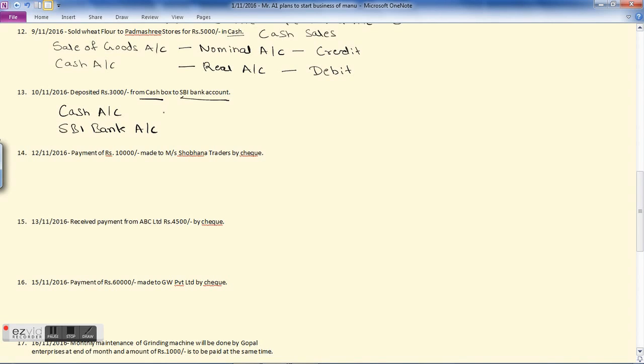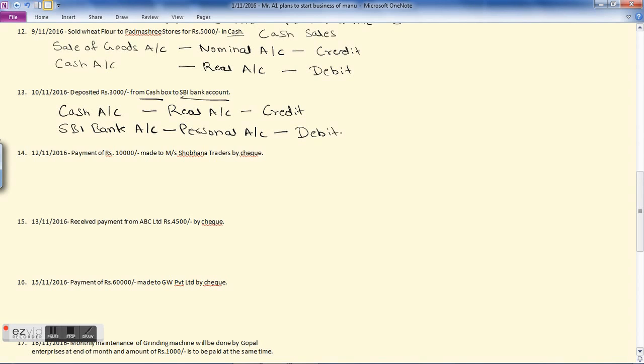Now cash account is what? It's a real account, it's an asset, right? So what is the rule? Debit what comes in, credit what goes out. Here the cash is going out. You are depositing the cash into the bank, so you'll credit the cash account. SBI account, it's a personal account. What is the rule? Debit the receiver, credit the giver. Here SBI bank is receiving the amount of rupees 3,000, so you have to debit.